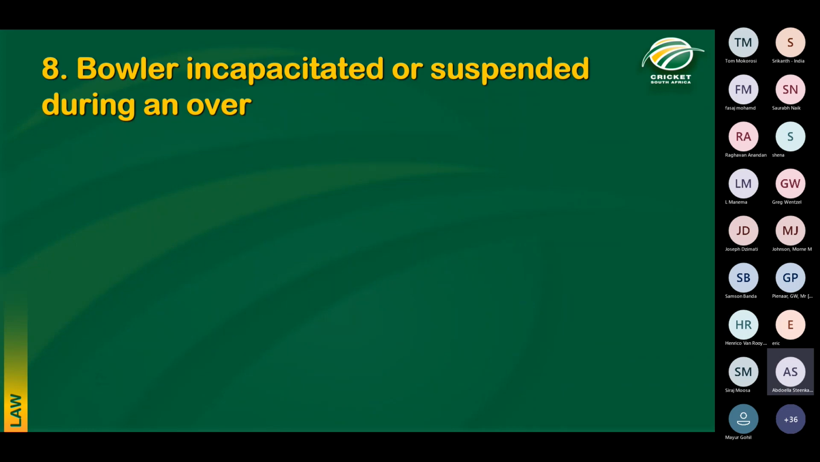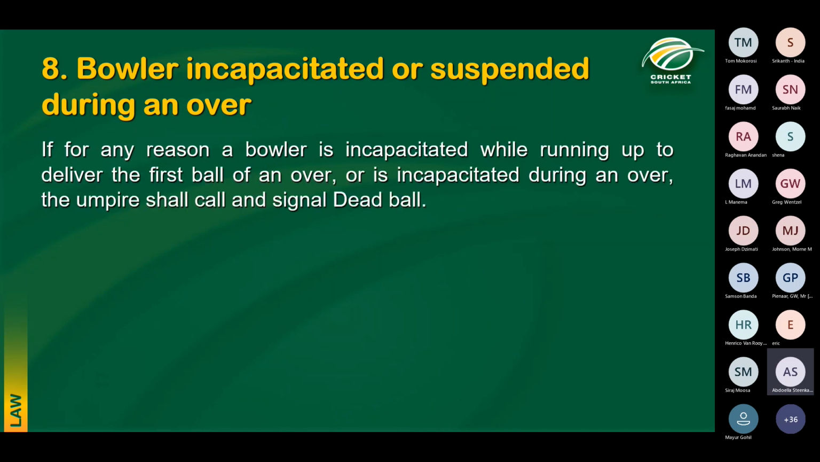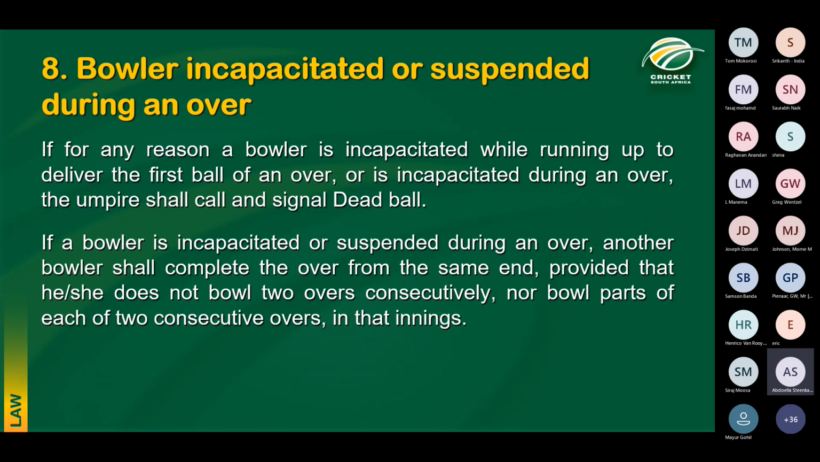So what happens if a bowler is injured or suspended during an over? The law tells us that if a bowler becomes injured or suspended during an over, another bowler shall complete the over for that particular bowler, provided that that bowler does not bowl 2 overs consecutively, nor bowl part of each of 2 consecutive overs in that particular innings.